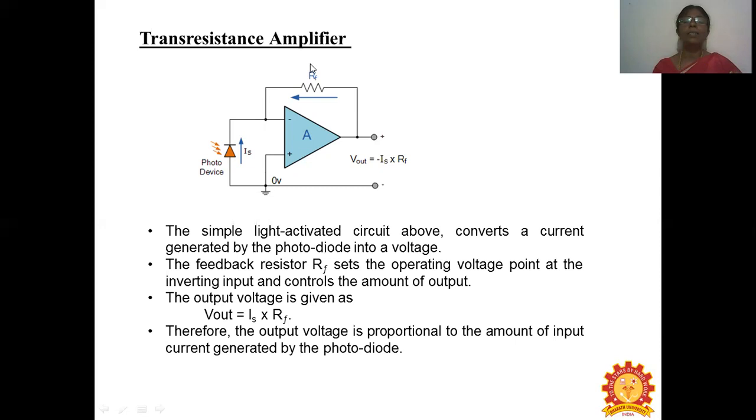The feedback resistor present here is RF, which sets the operating voltage point at the inverting input of the operational amplifier circuit and also controls the amount of the output voltage. Therefore, the output voltage can be written as minus Is into RF, because we connected the original input to the inverting terminal of the operational amplifier circuit. So the output voltage is directly proportional to the amount of current generated by the photodiode.